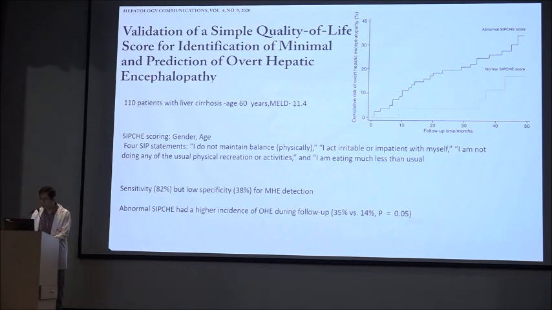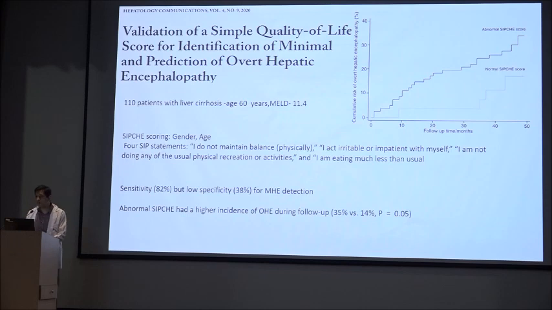These patients are all a Danish cohort of 110 patients with cirrhosis. Their MELD was around 11. And for the SIP scoring, what they used was gender, age, and they used 4 statements. So the 4 statements were: I do not maintain balance, I act irritable or impatient with myself, I'm not doing any physical activities, and I'm eating much less. So based on that combination, they found out the scoring and looked at 82%. But if you look at the specificity, it was only 38%.